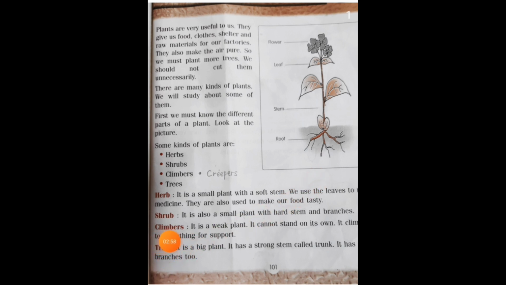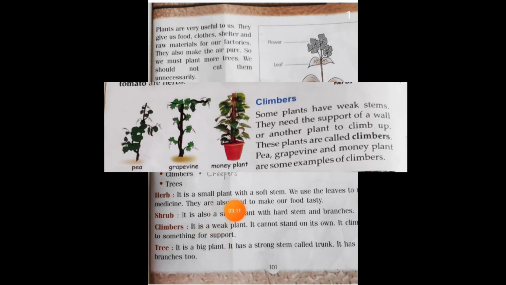Now, climbers. It is a weak plant. It cannot stand on its own. It climbs on something for support. Now these are the pictures of climbers. Examples are pea, grapevine and money plant.